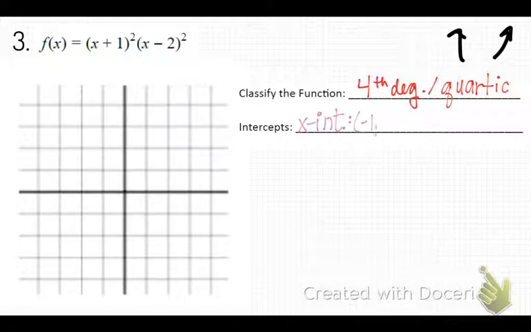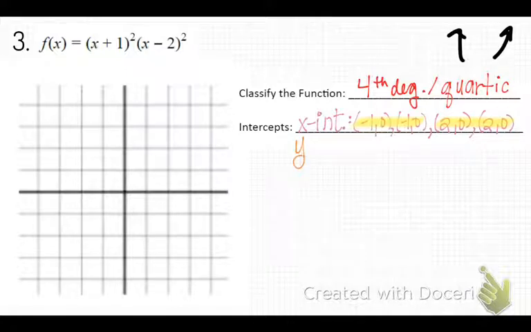Negative 1, 0. What's my next one? Okay, so I have multiplicity 2 there. What are my other ones? Positive 2, 0, and positive 2, 0. So how many different intercepts do I have? I have 2 different intercepts, but I have a bounce at both of those, which gives me 4 total.